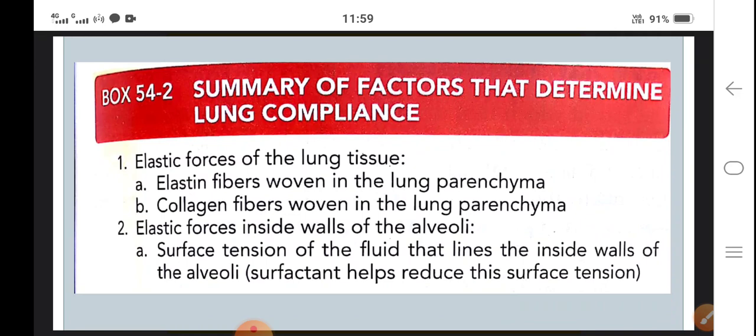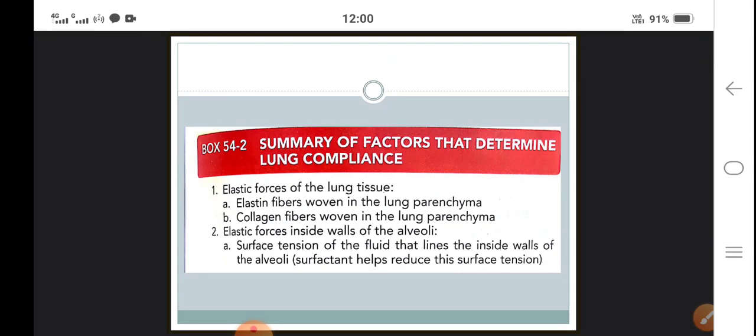There are a few factors which determine lung compliance: the elastic forces of the lung tissue, elastic fibers and collagen fibers interwoven in the lung parenchyma, and the elastic forces caused by surface tension of the fluid that lines the inside wall of the alveoli. Surfactant helps reduce the surface tension.